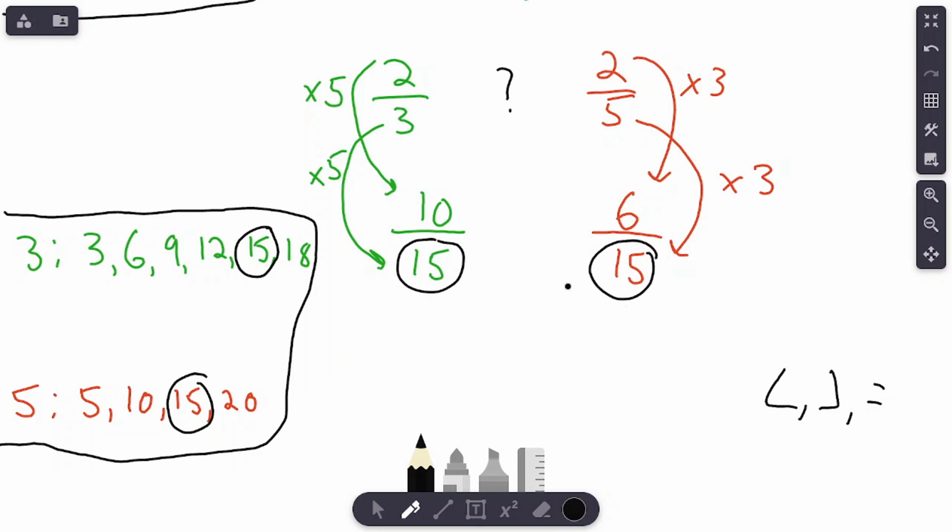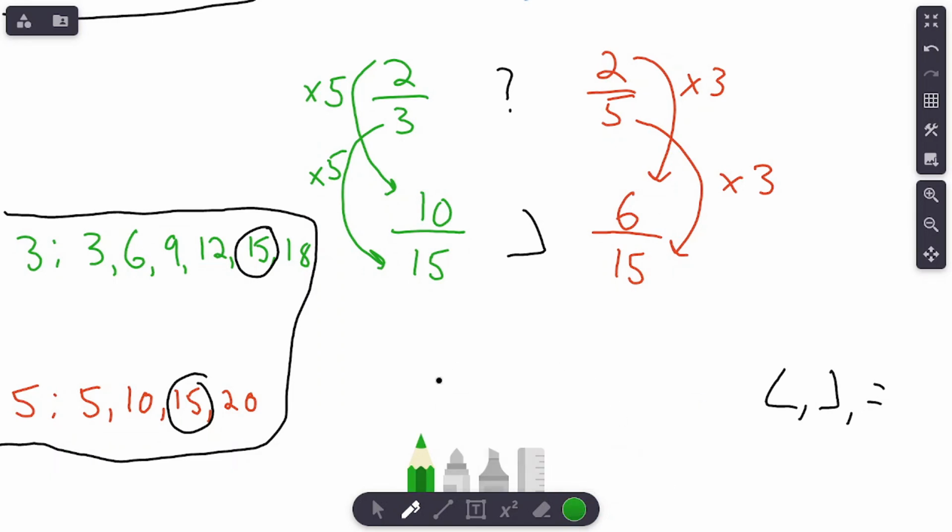If the denominators are the same, that's going to make it really easy for me and you to compare this. Is 10/15 less than 6/15? Is 10/15 greater than 6/15? Or is 10/15 equal to 6/15? Which one is it? Well, 10 is bigger than 6, so 10/15 is greater than 6/15.